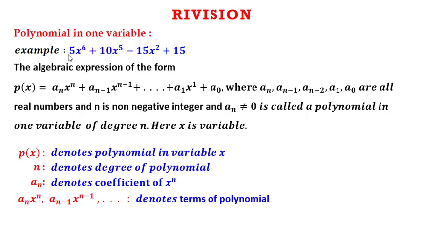the value of a_n is 5, for x^5 we get 10, so a_(n-1) is 10. For x^4 I have nothing, so for x^4, which is the power n-2, a_(n-2) will be 0, and like that. Okay, so this is our polynomial in one variable.